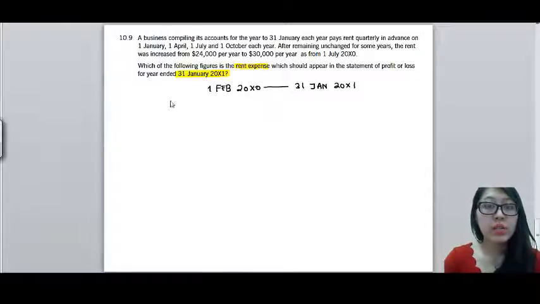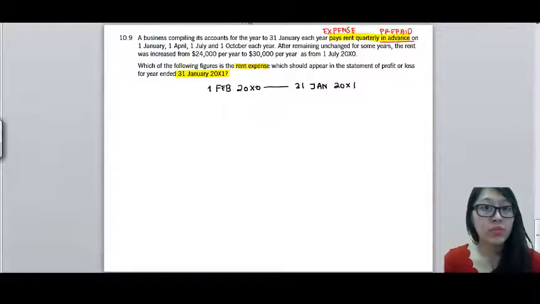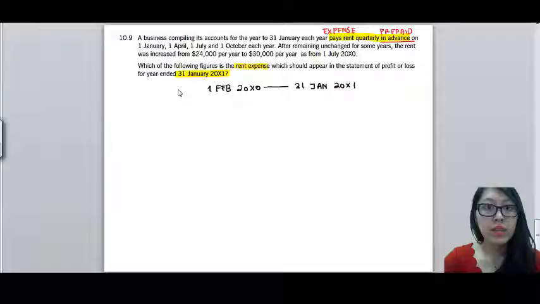Now let's begin reading the question. A business compiling its accounts for the year to 31st January each year pays rent quarterly in advance. So note how it says pays. We know that this is an expense. But it also says in advance, which means it's prepaid. So the treatment for a prepaid expense is going to be different from an accrued expense as we had adjusted for in the last question. And they pay on 1st January, 1st April, 1st July, and 1st October each year.